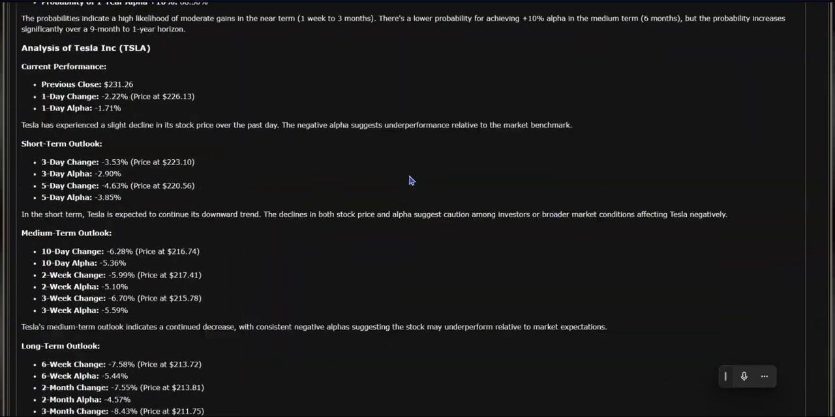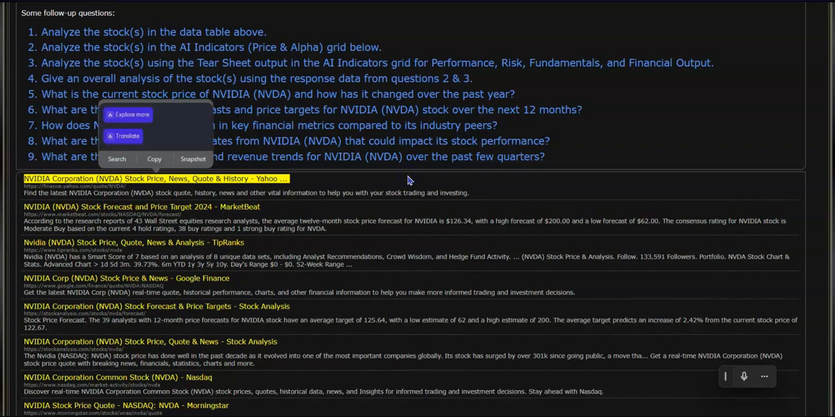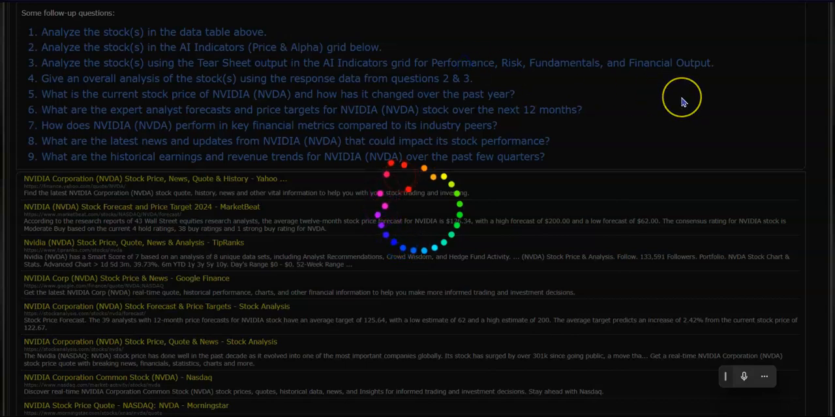Now we can take it to the next follow-up question, which is going to look at analyzing the stocks using the tear sheets that we create, which is looking at more mainstream outputs such as performance, risk, fundamentals, and financial for each one of these stocks. It takes a little bit of time because there's a lot of information that's being looked at.